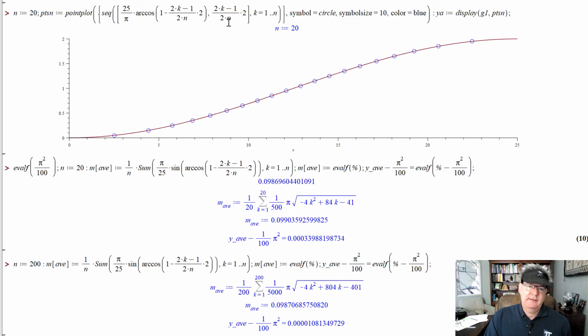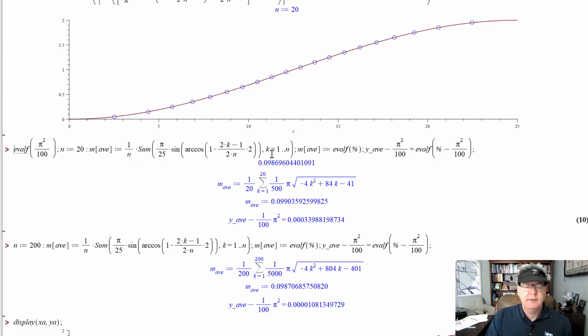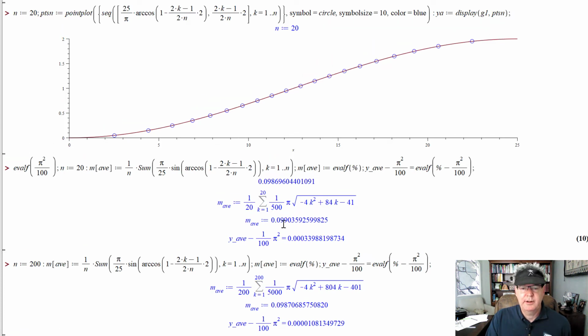And then since I was able to solve for x in terms of y, I can get the x value, just plug in the y in my formula, 25 over pi arc cosine of 1 minus y. So that's how I can plot those points. And then I want to find the derivative at those points. Well, the derivative is pi over 25 sine of pi over 25x. So if I put each of these x's into the derivative, that'll give me my average, and it does converge to pi squared over 100.